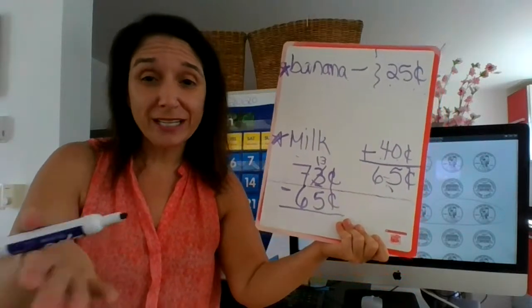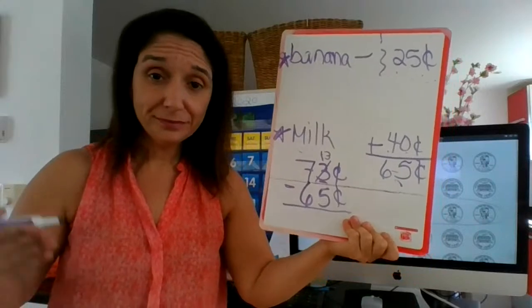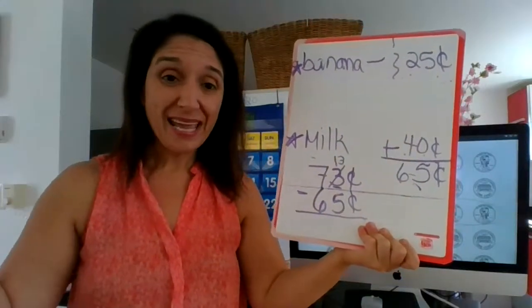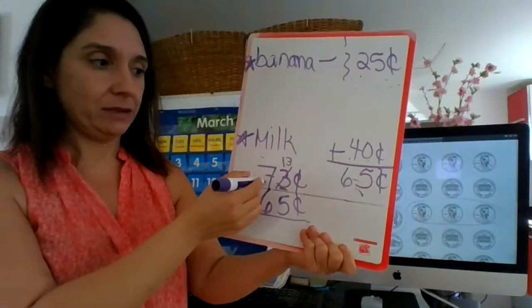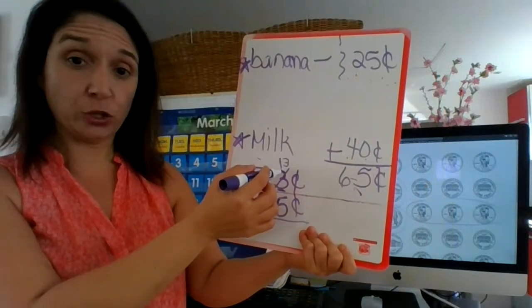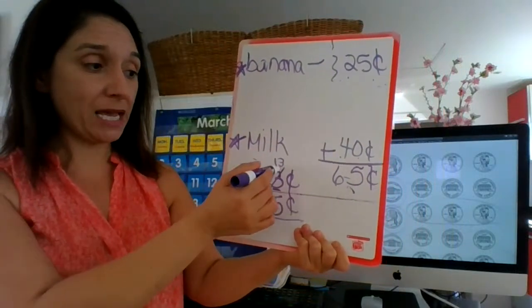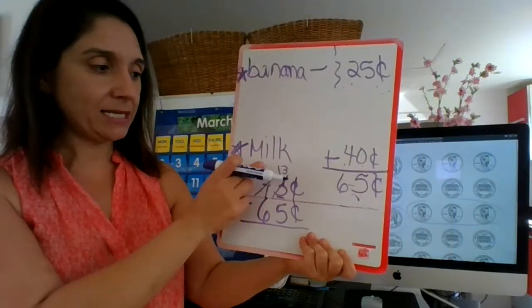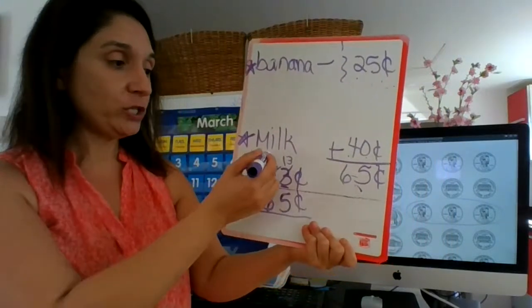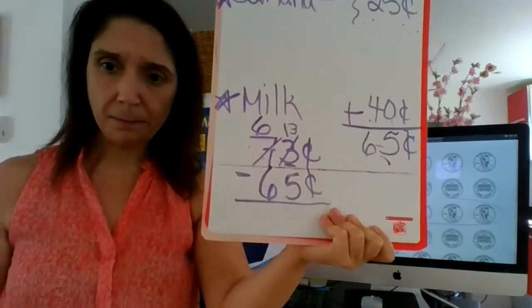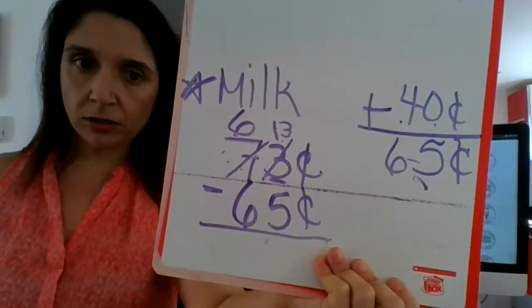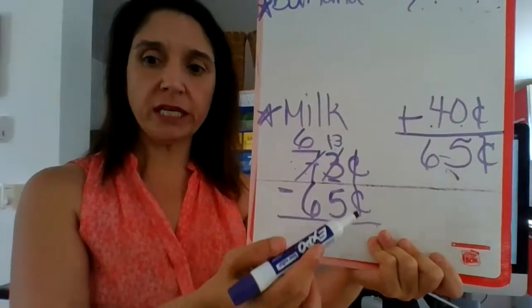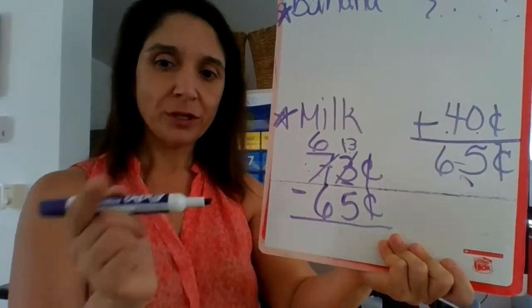Good job, Brittany. You already did it before I finished. That 1 came from the tens. So I added 10 to the 3. But in order to put 10 over to the 3, I need to cross off the 7 and take 1 away from it, which is a 6. Right? So now let's try. What's 13 minus 5?